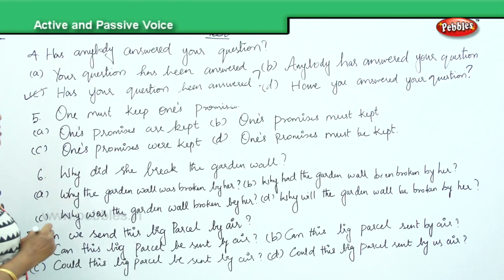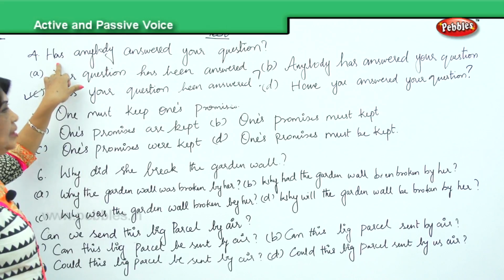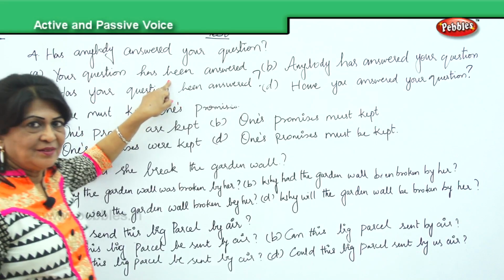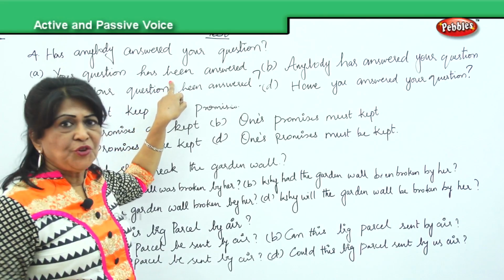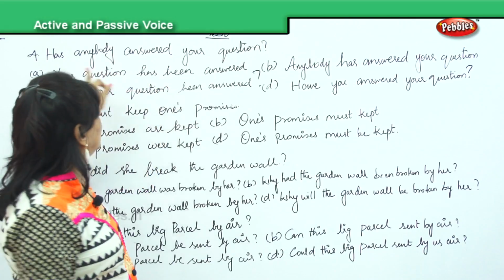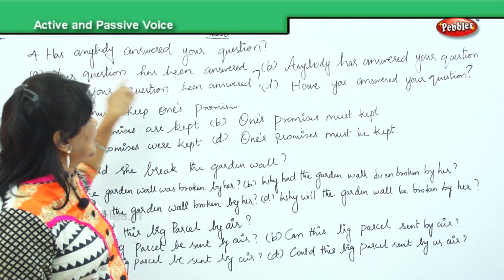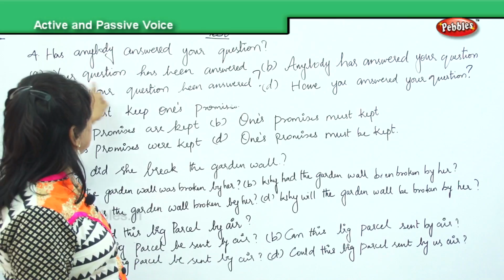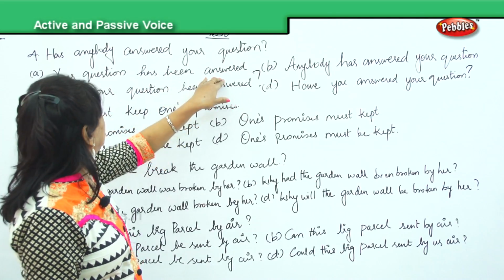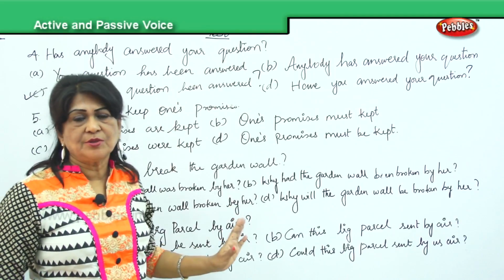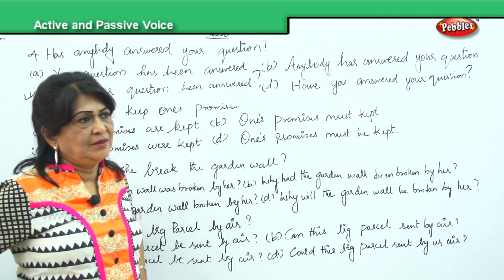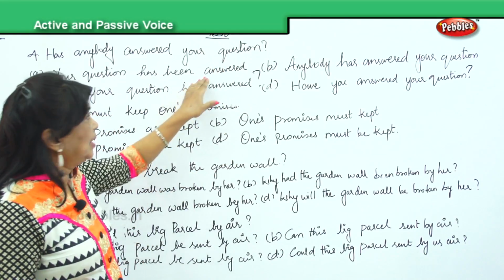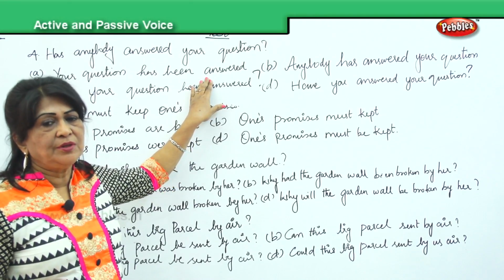Has your question been answered? Usually I told you perfect tense, you have to add BEEN. Brush up your memories. I have given you all the rules to be followed. So perfect tense, you have to add on BEEN. Okay. Has your question been answered? By anybody is understood. Okay. That you need not write there. So has your question been answered alone, you write.